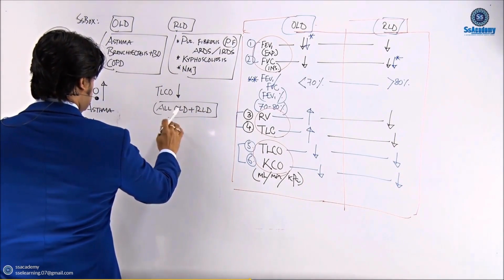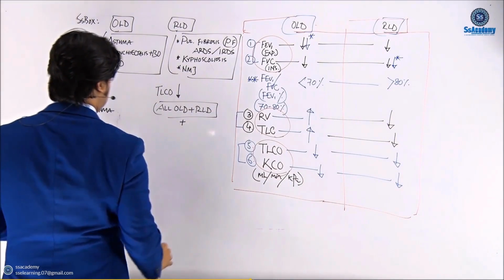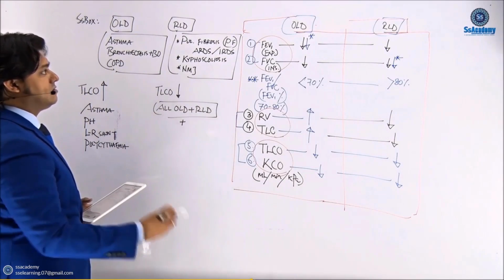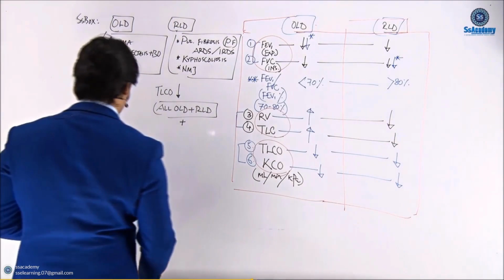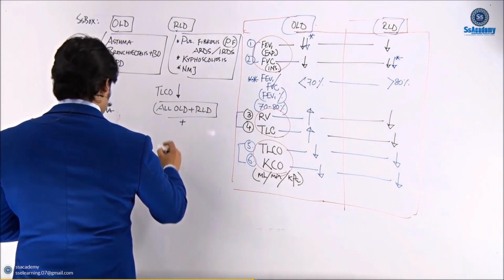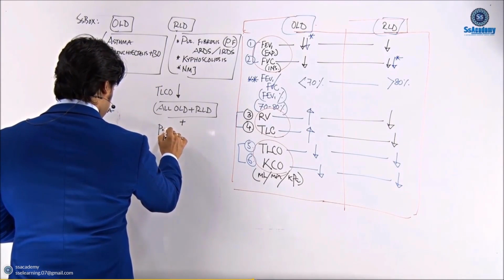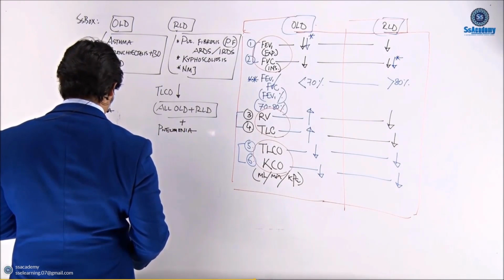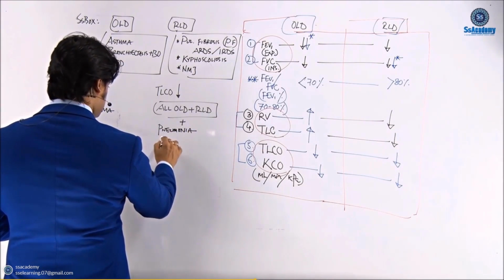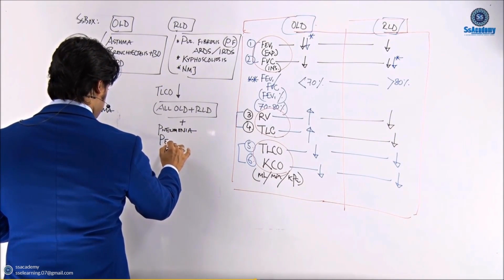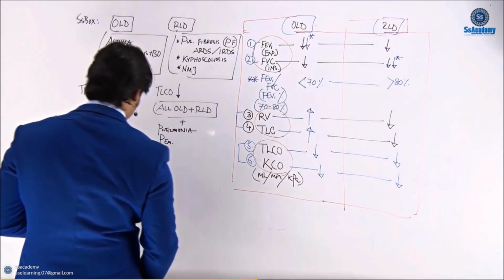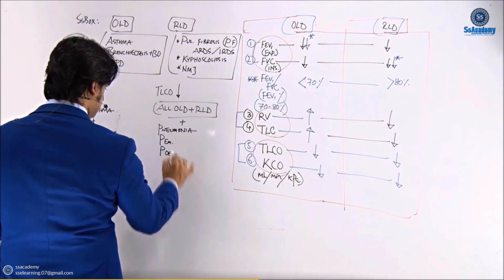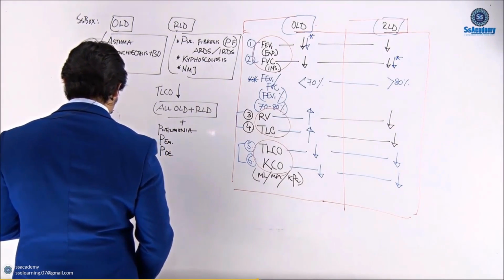And also plus some of the diseases where the TLCO is reduced, but they are not the obstructive lung disease and also the restrictive lung disease. What is that? You need to write, yes, pneumonia. We'll get the TLCO reduced. And also pulmonary embolism, and also pulmonary edema, POE.